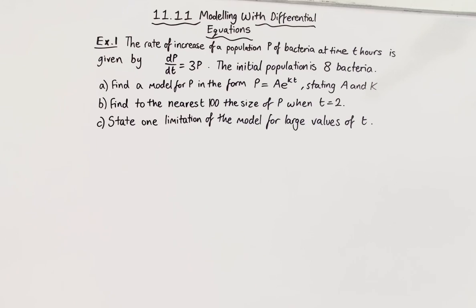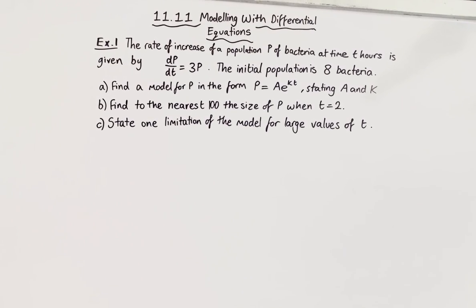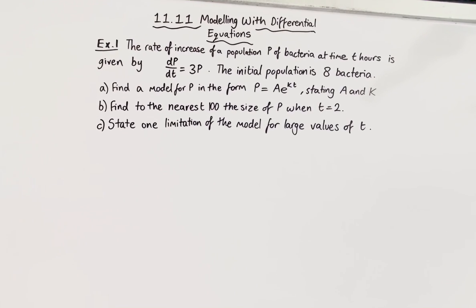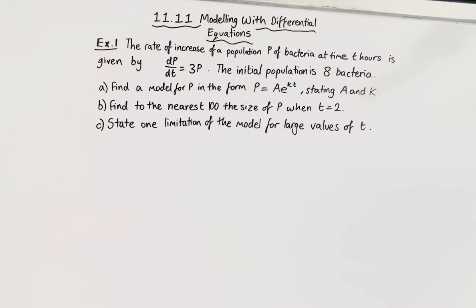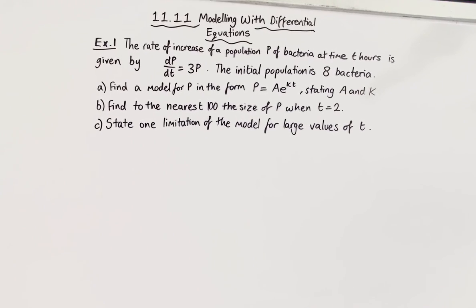Part A. Find a model for P in the form P = A e^(kt), stating A and k. Part B. Find, to the nearest 100, the size of P when t is equal to 2 hours. And then Part C. State one limitation of the model for large values of t.